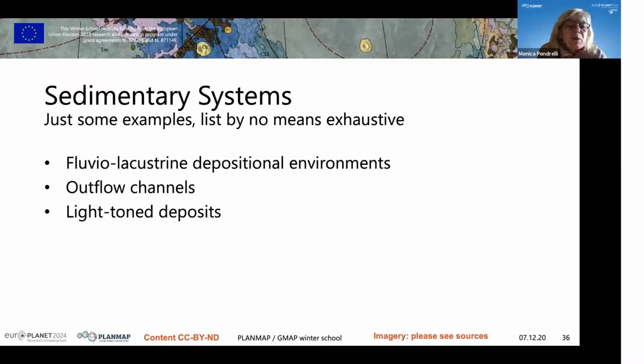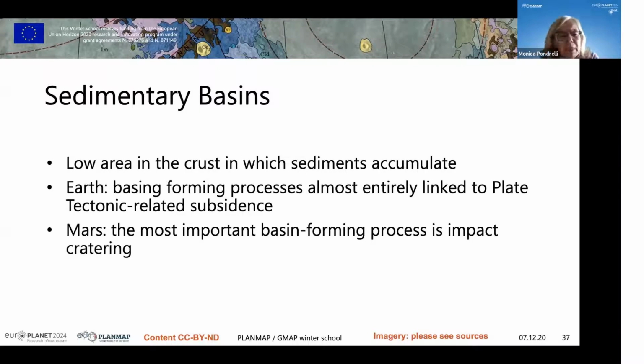And the outflow channels, because they are very important from an historical point of view, because they represent one of those cases where Martian study helped to better understand terrestrial studies. First of all, sedimentary basins are low areas in the crust where sediments can accumulate. On Earth, basically almost all the basins are related to subsidence formed by plate tectonics. On Mars, the most important basin forming process is impact cratering.